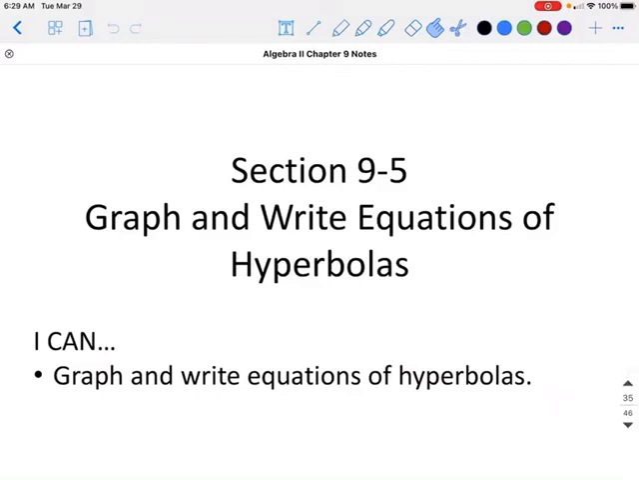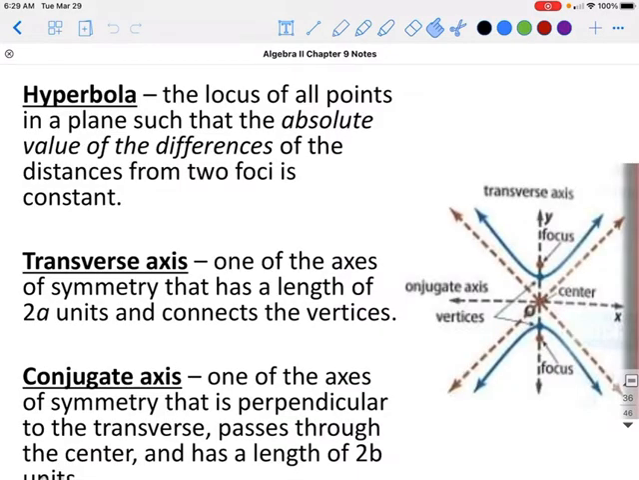This is section 9.5, graph and write equations of hyperbolas. A hyperbola is the locus of all points in a plane such that the absolute value of the differences of the distance between the two foci is consistent. We have two different axes for a hyperbola. We have a transverse axis and we have a conjugate axis.